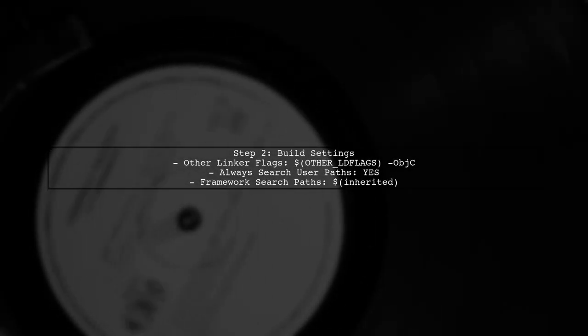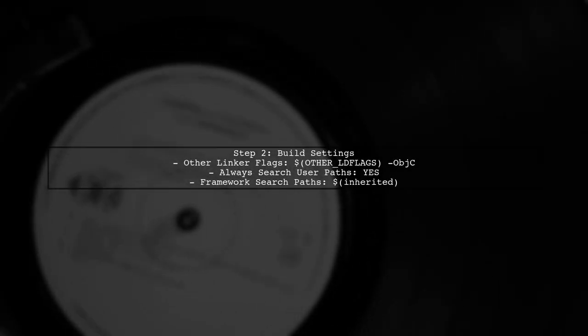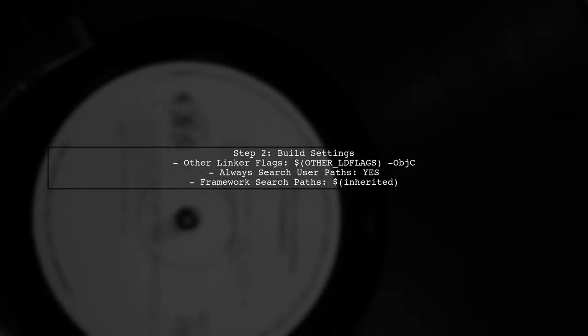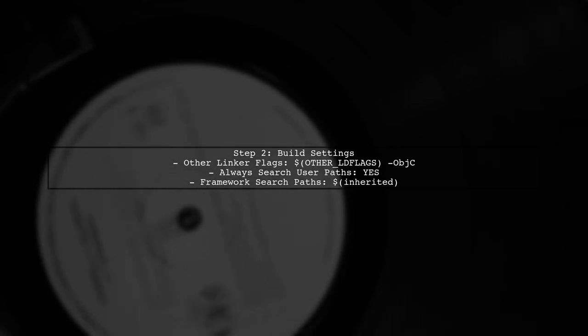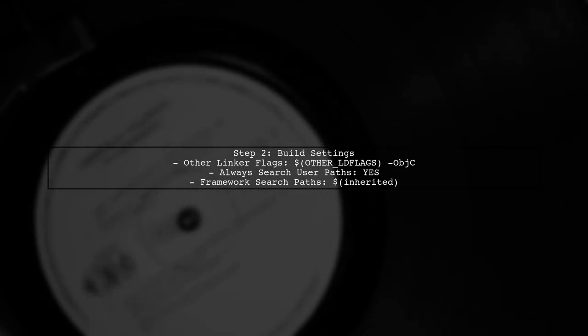Next, let's look at your build settings. You mentioned you've already set some flags. Make sure that other linker flags includes Obj-C. This is crucial for Objective-C categories to be linked properly.